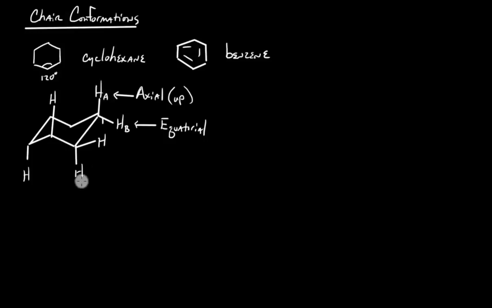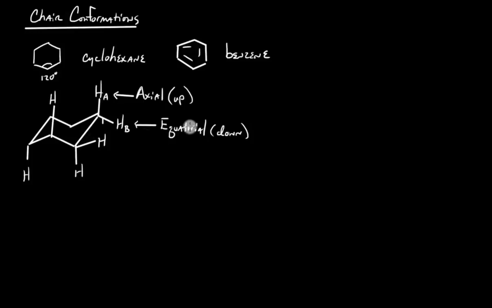So you see this up, down, up, down kind of alternation. The same thing is going to happen with equatorial. If you look at hydrogen B, it is not vertical, it's kind of diagonal, pointing diagonally in a downward position. So we would call hydrogen B equatorial down. Just like axial goes up and down in an alternating fashion, the same thing happens for equatorial.